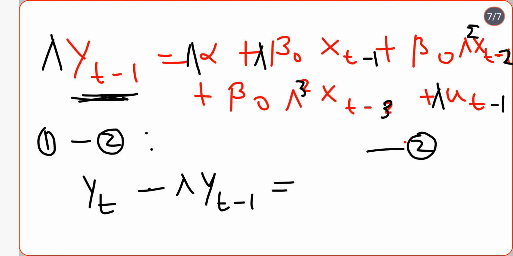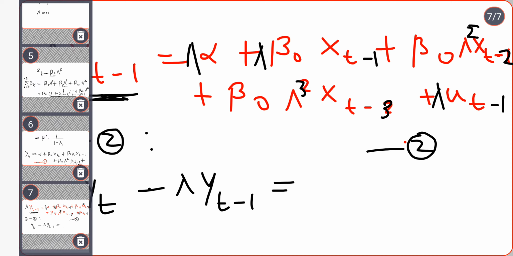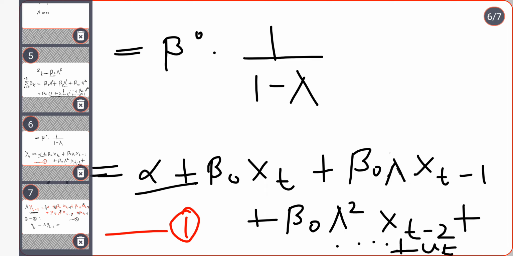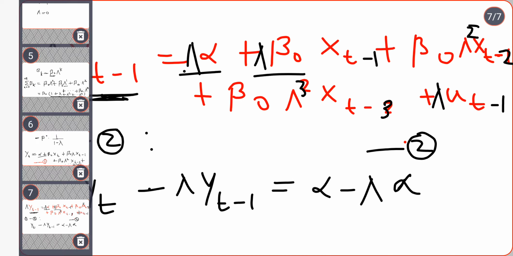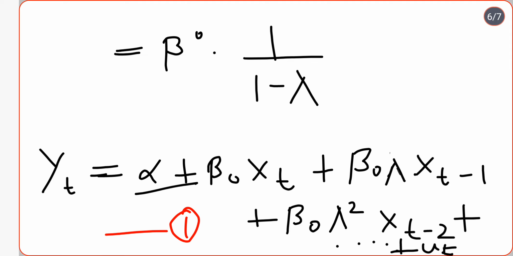Basically on the right hand side, in equation 1 we have alpha, and in the case of equation 2 we have lambda alpha. So we will have alpha minus lambda alpha, and basically lambda beta 0 xt minus 1 in the second equation. In the first equation we also have lambda beta 0 xt minus 1, right? So this will be subtracted, and the only term that will remain is beta 0 xt, right?